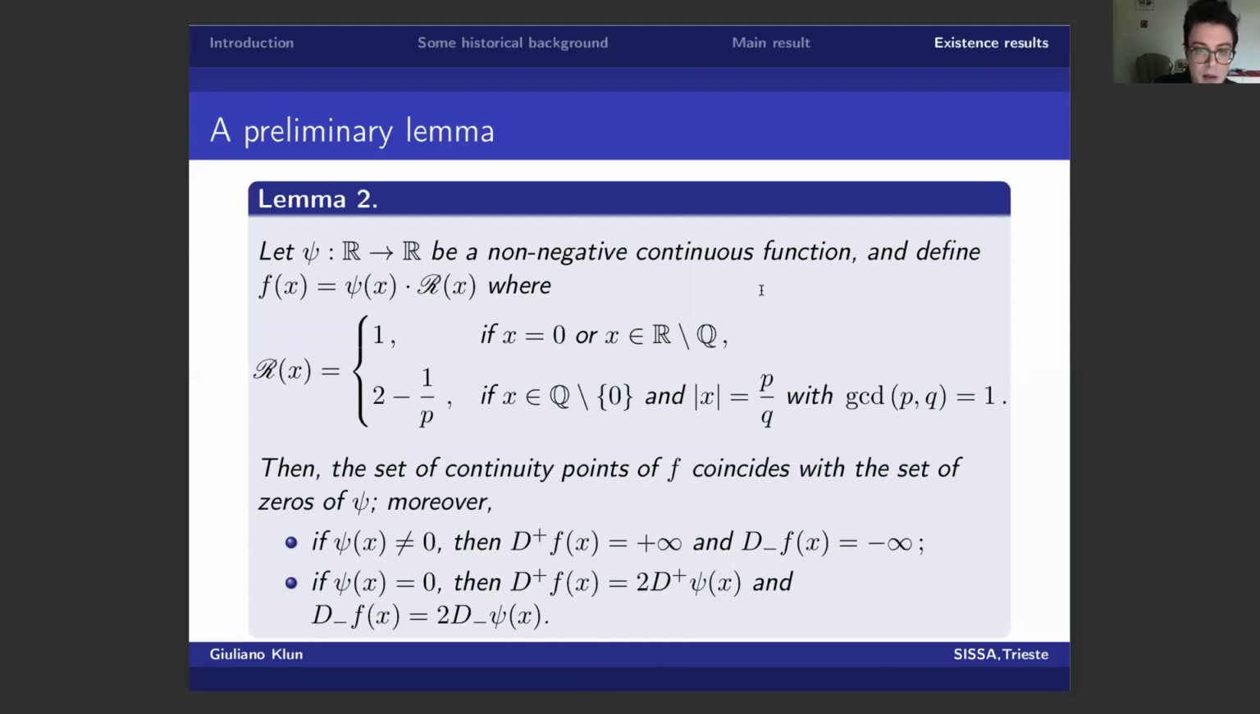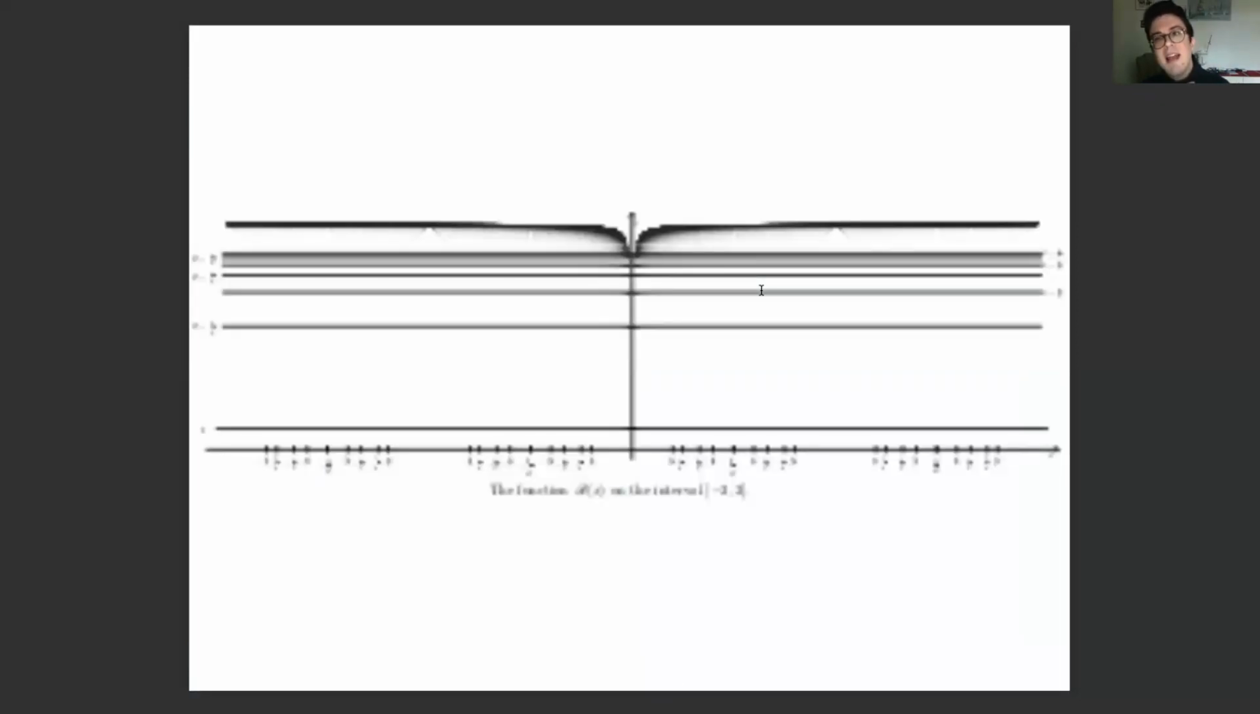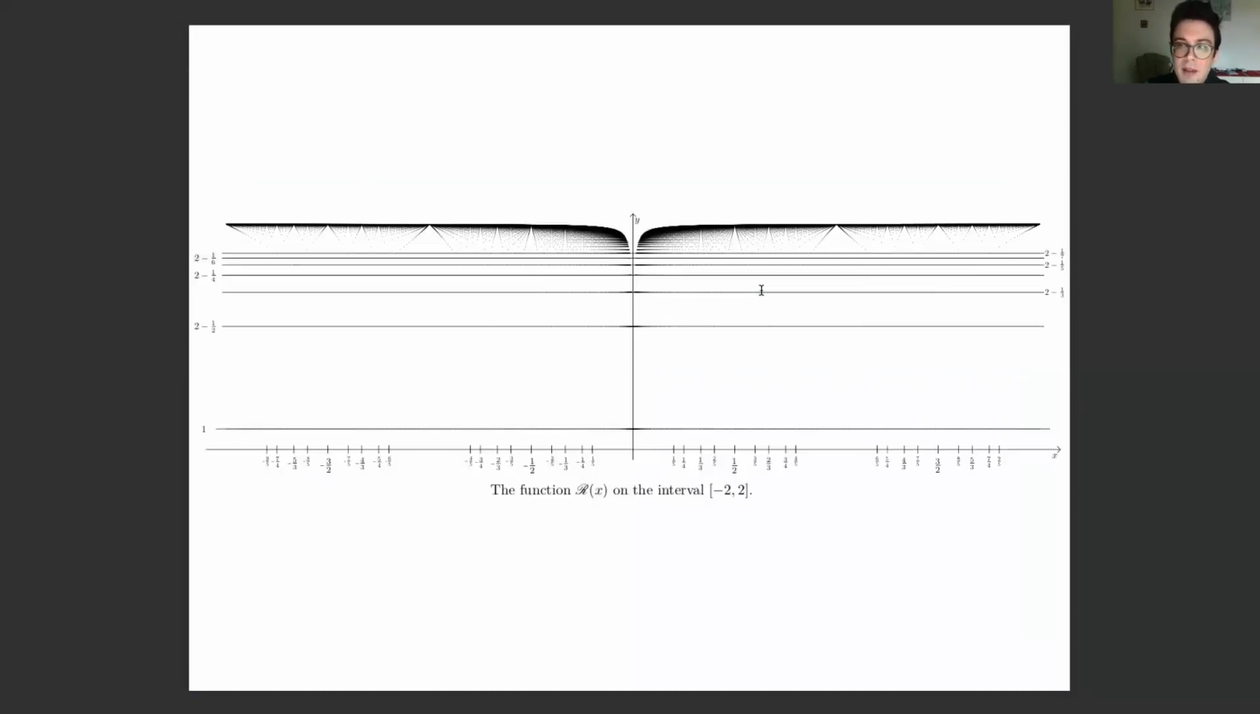This lemma, let me give an idea of how the function r looks like. This is a graph that gives an idea. The function r is similar to Thomas' function, namely the function that is 0 over the irrational points, and it is 1 over q over rational points of the form p over q. The Thomas function is continuous at irrational points and discontinuous at rational points.